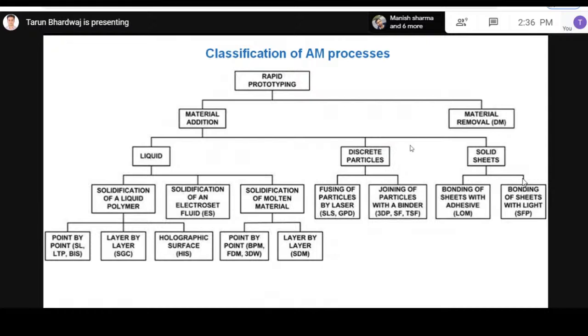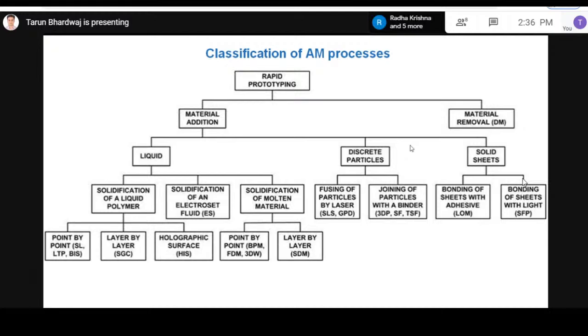For liquid, we convert the solid or powder into a liquid form, which means solidification of a liquid polymer, or solidification of an electrolyte fluid, or solidification of a molten material. That means we melt the powder into molten material. For discrete particles, we fuse the particles by laser, which means selective laser sintering. Suppose we have some powder with a melting point; we sinter it without completely melting it down, by the selective laser sintering process. We also join the particles with a binder.